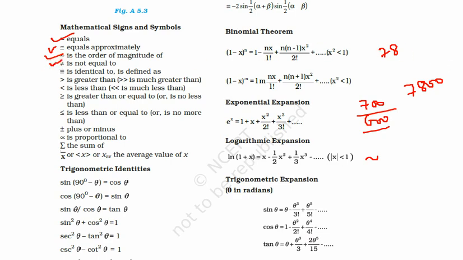Is not equal to, you know, two quantities if they are not equal. Is identical to, is defined as, so identical both in terms of similarities. So both things are identical. Greater than, so we have a single symbol for greater than. If there is a double symbol, it is much greater than, which is a commonly used symbol.